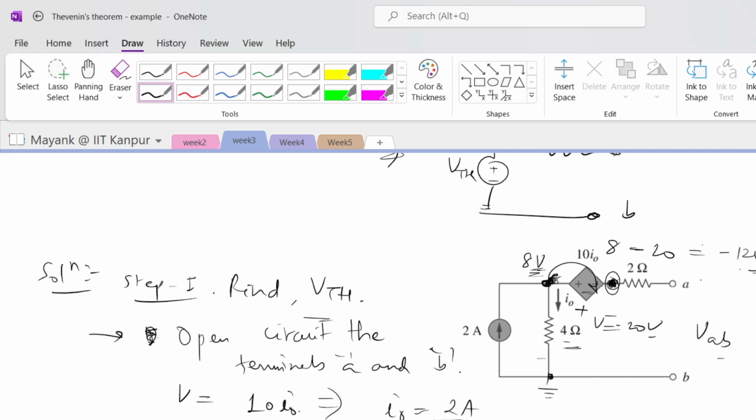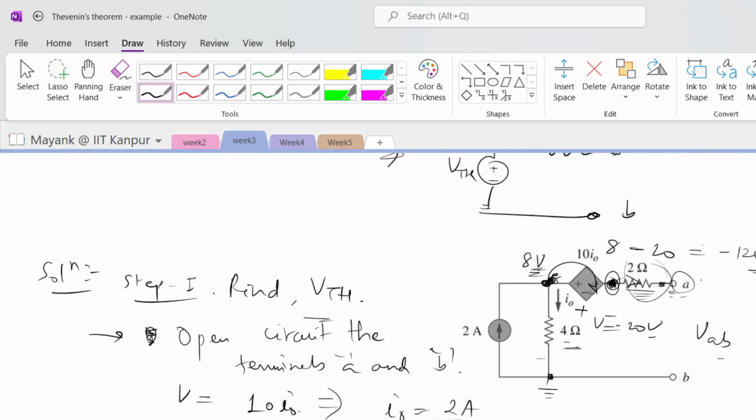So if this node is at minus 12 volts, what will be the voltage at this node? You can see that the voltage at this node will also be equal to minus 12 volts, simply because the current flowing through this is 0. Since the current flowing through this is 0, there is no voltage drop across this 2 ohm resistance. So whatever voltage appears here, the same voltage appears here. Fine. So VAB, hence VAB is what?